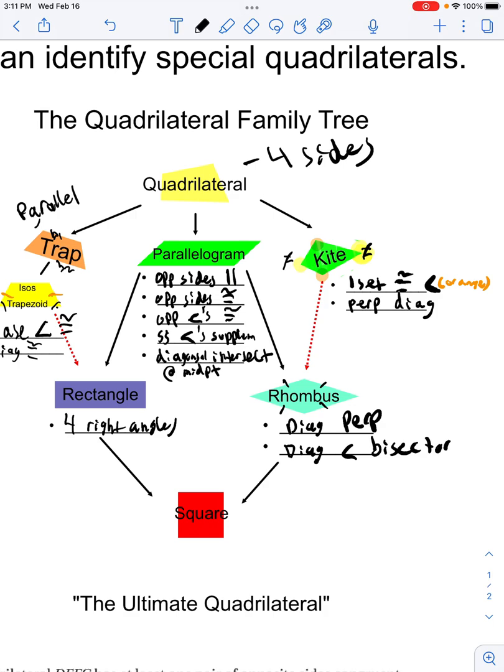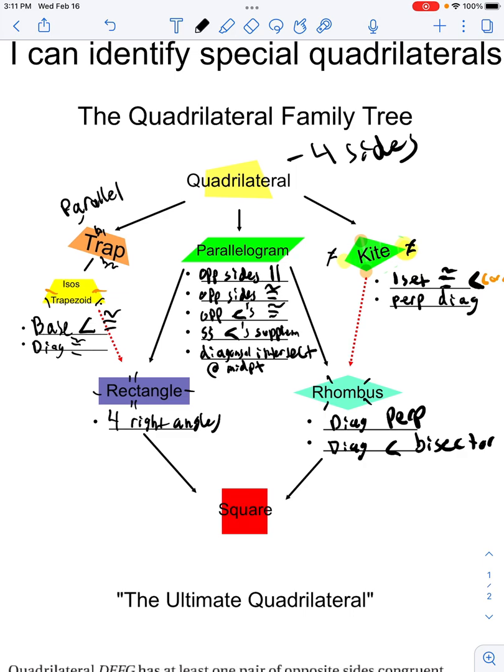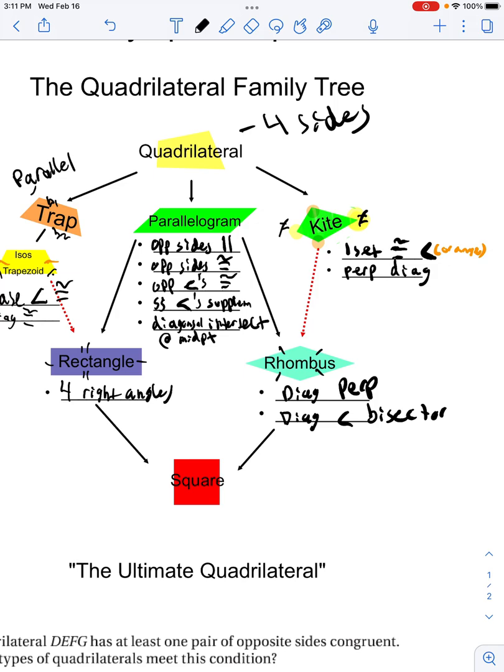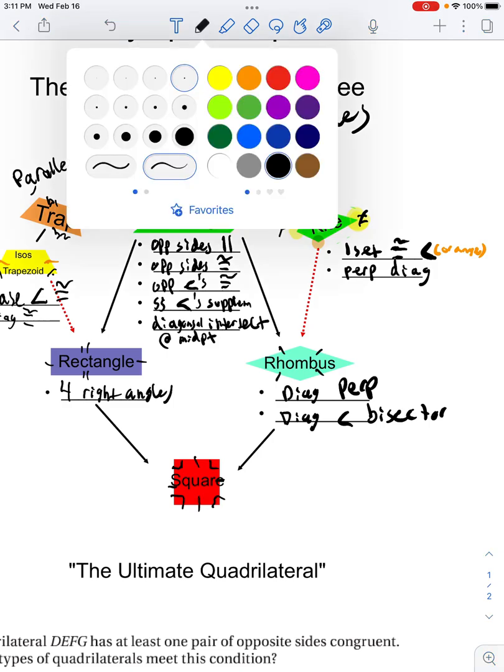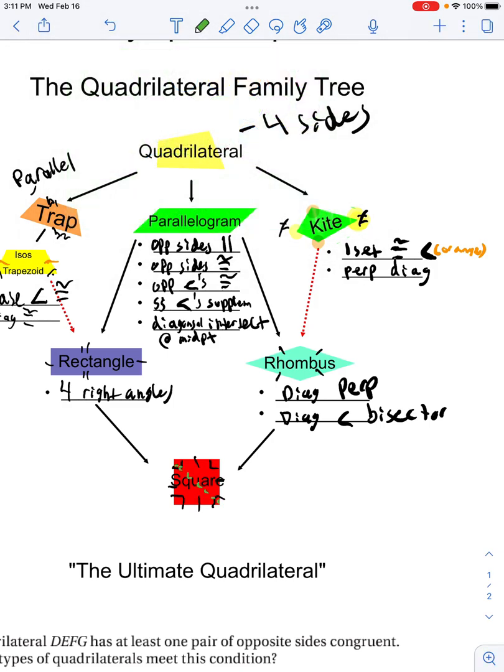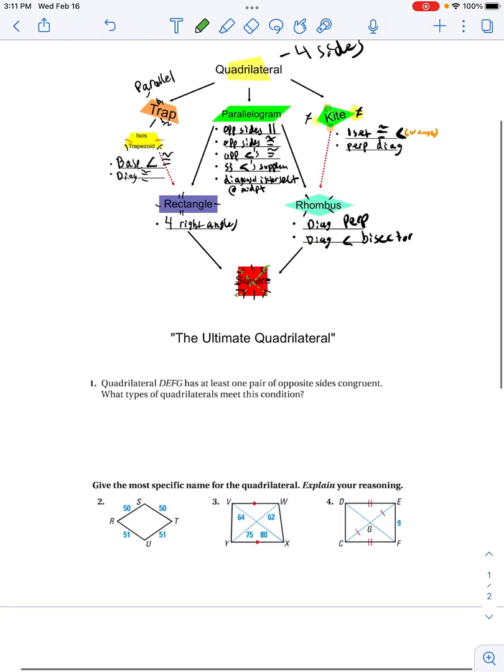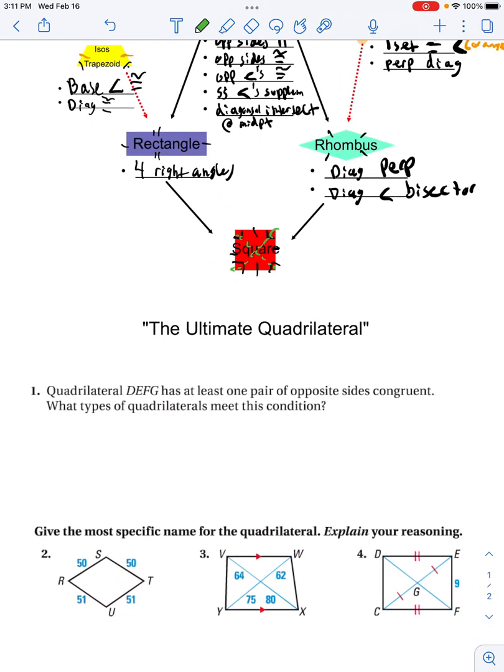Rectangles are going to have 4 right angles. So again, technically, a rectangle is an isosceles trapezoid. Technically, a rectangle is a normal trapezoid. Technically, a rectangle is a parallelogram. And then our ultimate quadrilateral is the square, when a rectangle and a rhombus have a baby, and all of these properties of parallelograms, rectangles, and rhombuses are true, whether it's about diagonals, whether it's about angle bisectors, whether it's about parallel sides, congruent sides, it's all true.